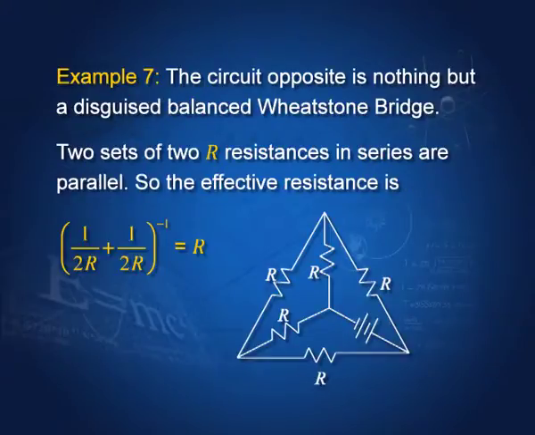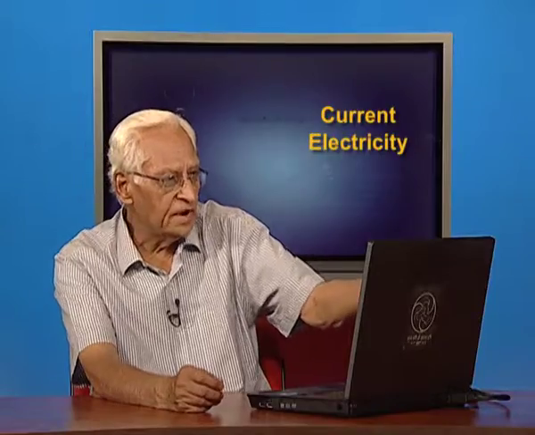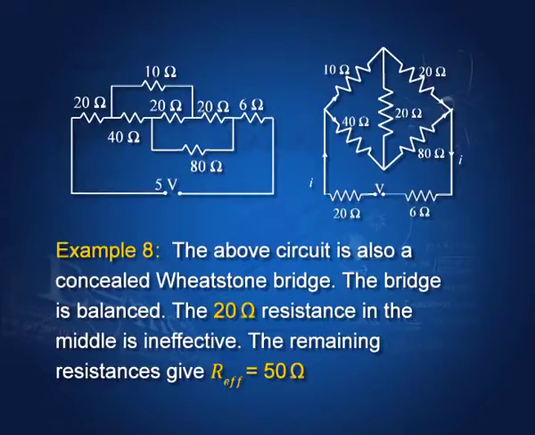This complicated looking circuit is nothing but actually a Wheatstone bridge. All the resistances are there, they are all equal in this case, and the bridge is balanced because all the resistances are equal, and therefore, the effective resistance you can find, no problem. Sometimes you will get a circuit like this, again looks complicated, but if you think for a moment, you will see that this is nothing but a Wheatstone bridge.